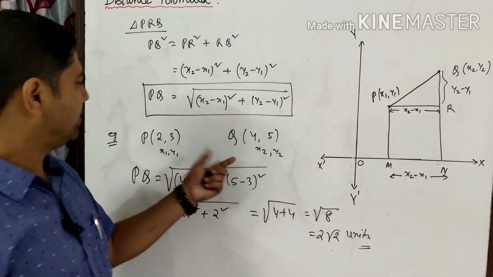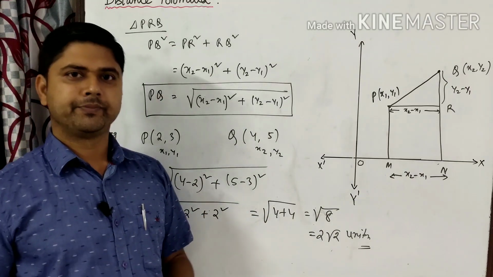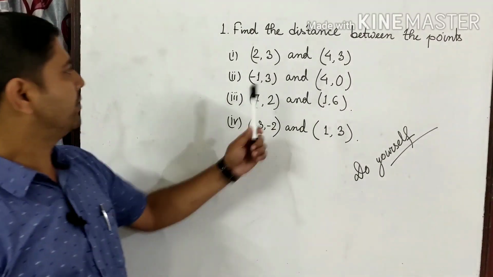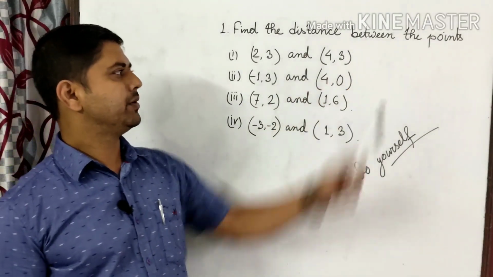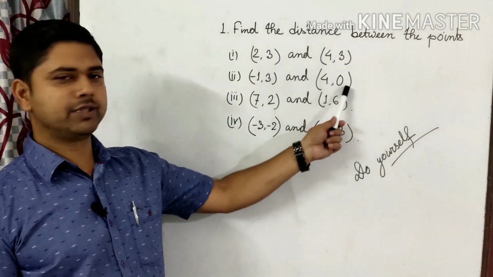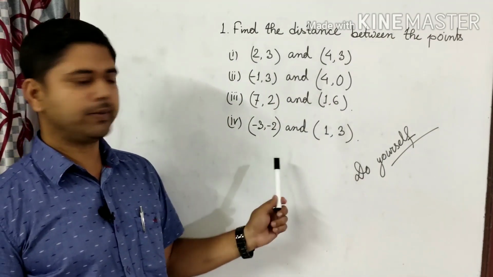Similarly, if you consider another coordinate, you can find the distance. Now here we consider some questions to find the distance between two points: one is (2, 3) and (4, 0); another is (minus 1, 3) and (4, 0); and also (7, 2) and (1, 6). Take one as point P and the other as point Q, and find the distances.